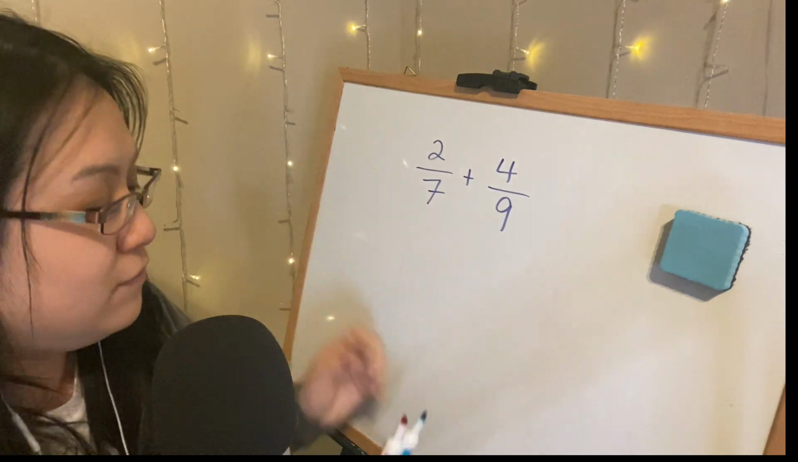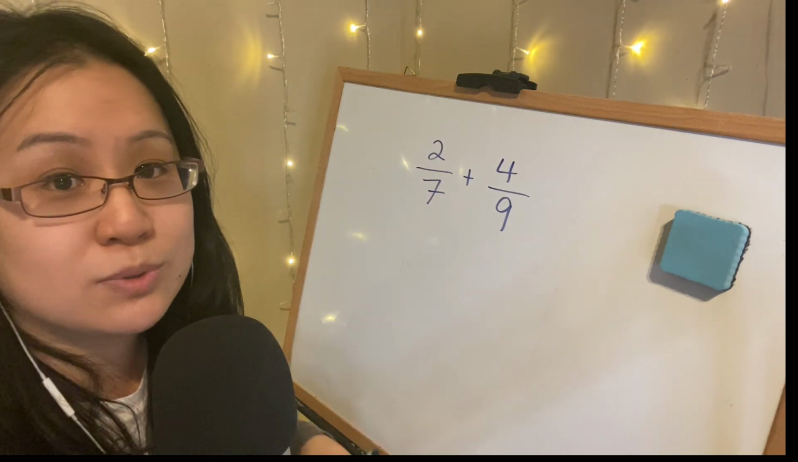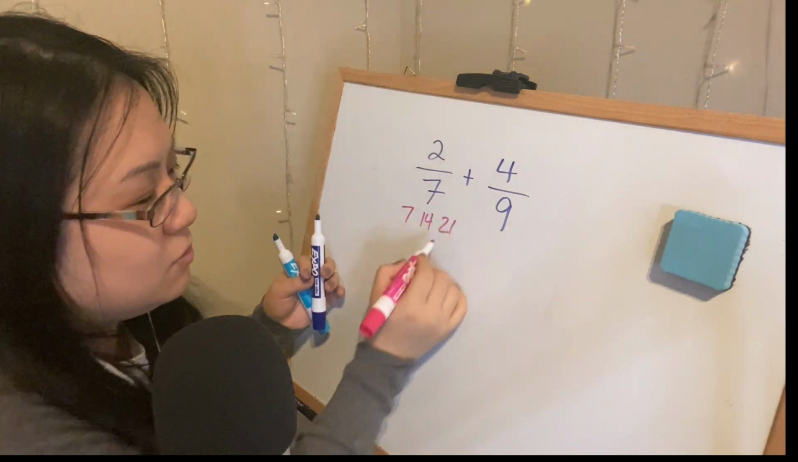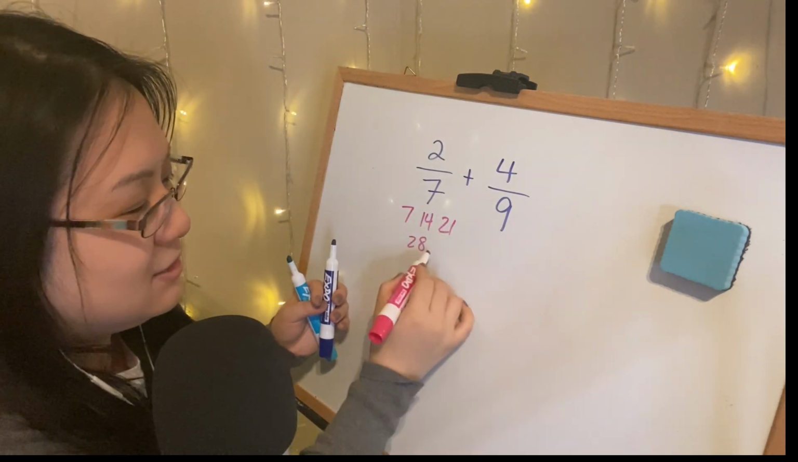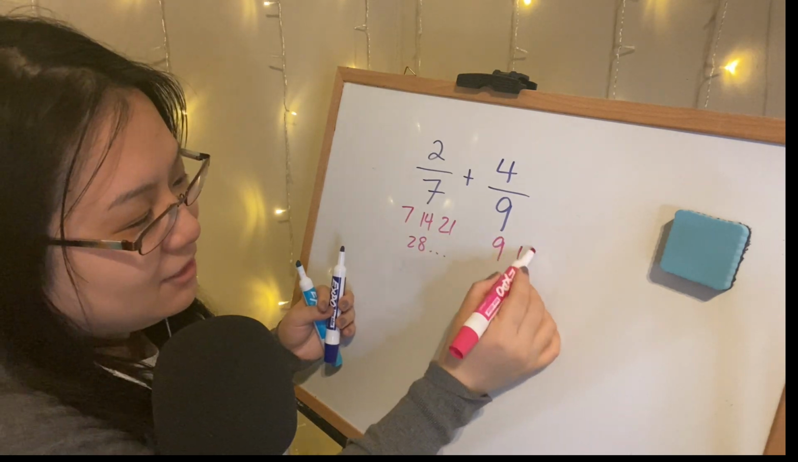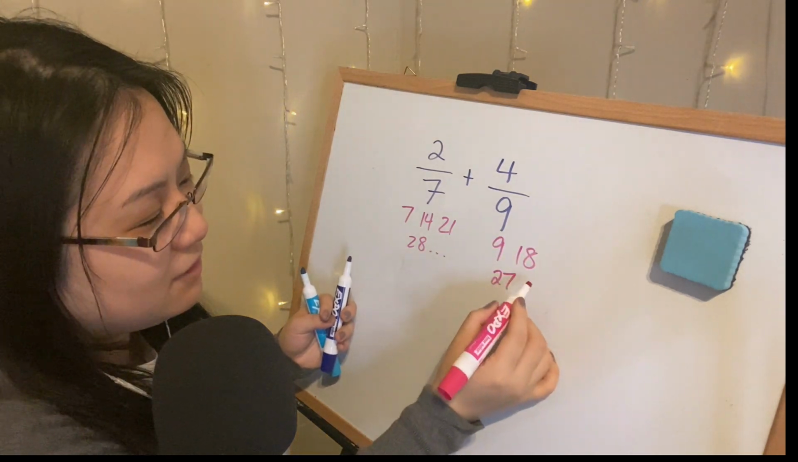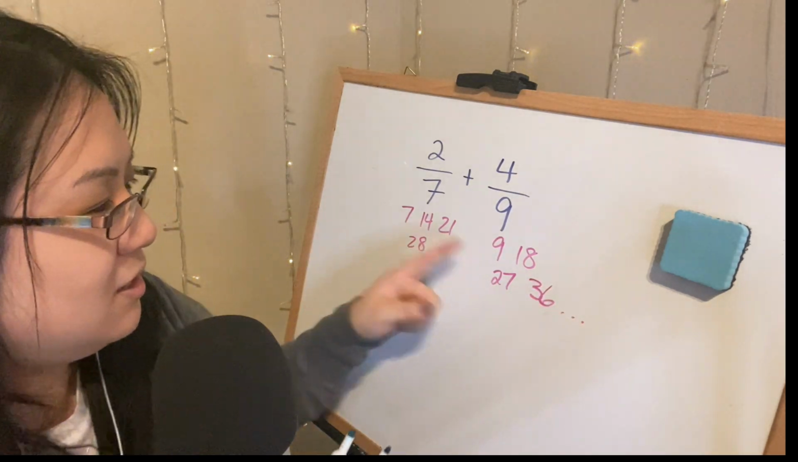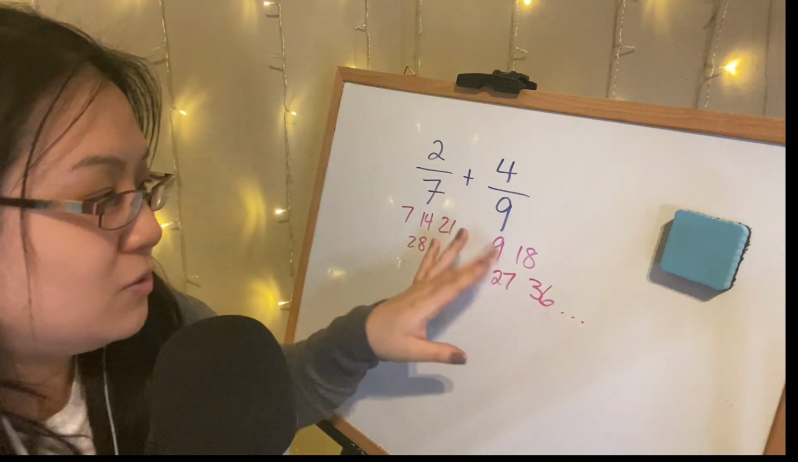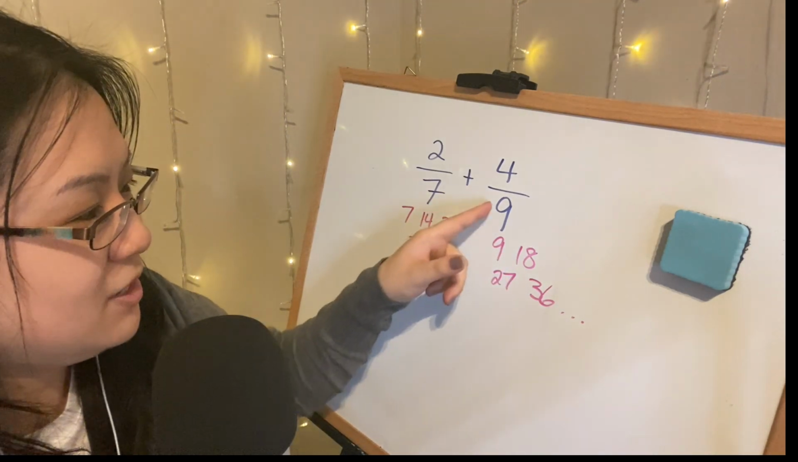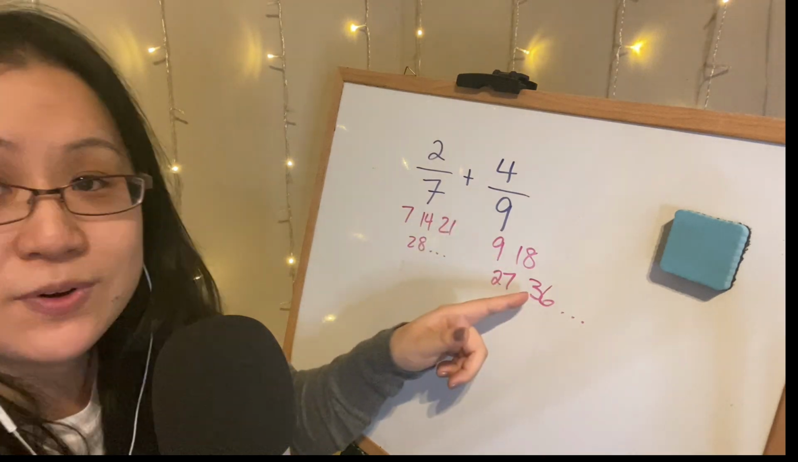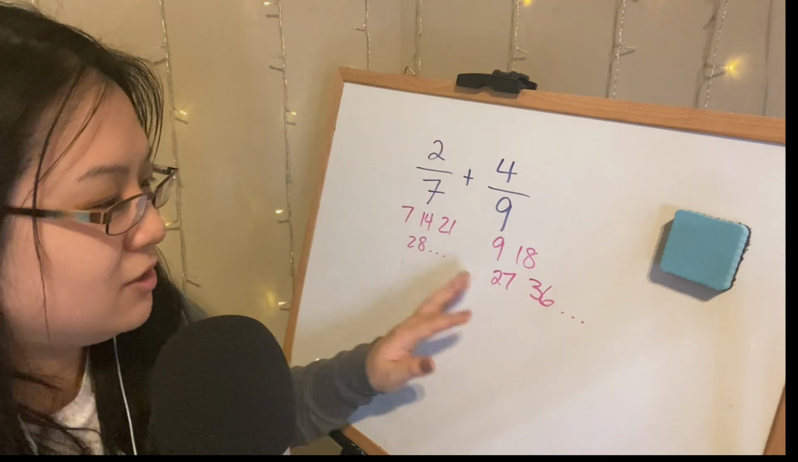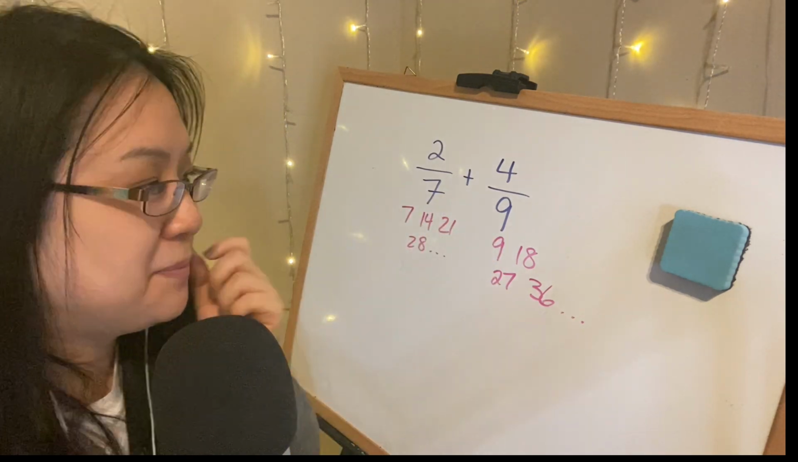And then you might stare at it for a while. If you want, you can even list out some multiples. So 7, 14, 21, 28, 9, 18, 27, 36. I'm not seeing anything in common though. And in order to do these, I'm basically doing 9 times 1, 9 times 2, 9 times 3, 9 times 4, right? 7 times 1, 7 times 2, 7 times 3, 7 times 4. Nothing in common so far.